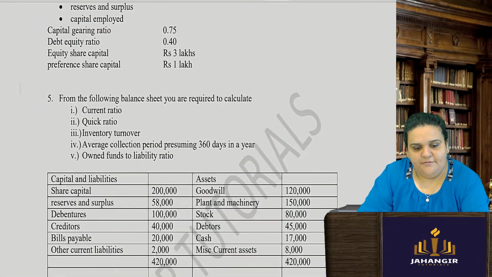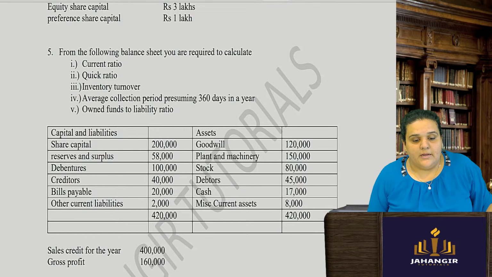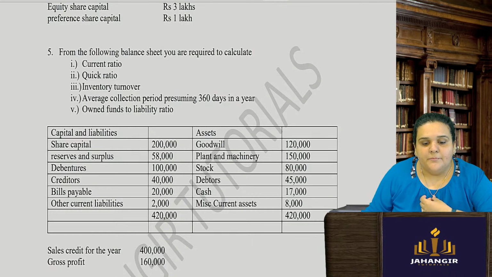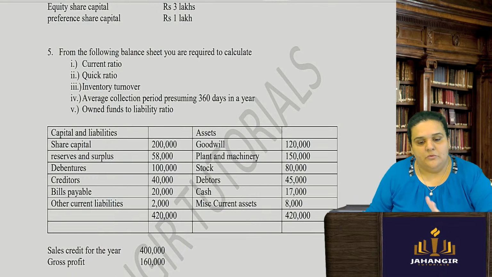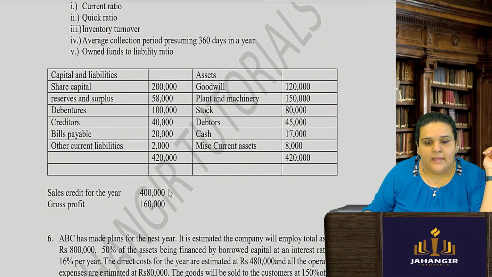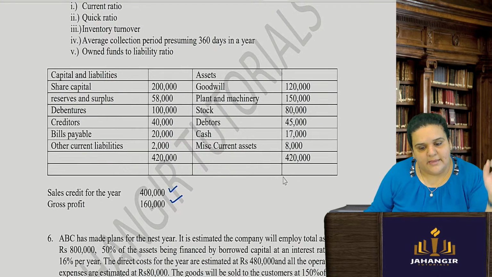Now question number 5. From the following balance sheet, you are required to calculate current ratio, quick ratio, inventory turnover, average collection period, presuming 360 days in a year, and own funds to liability ratio. Okay. Credit sales for the year is 4 lakhs, and then I have gross profit is 1,60,000. Okay. So now they have given me my share capital, reserve surplus, debtors, creditors, bills payable, other current liabilities, assets I have goodwill, plant, stock, debtors, cash, and miscellaneous current assets.